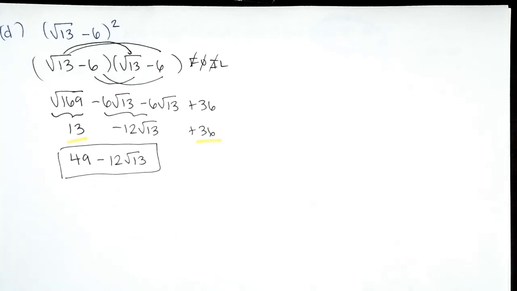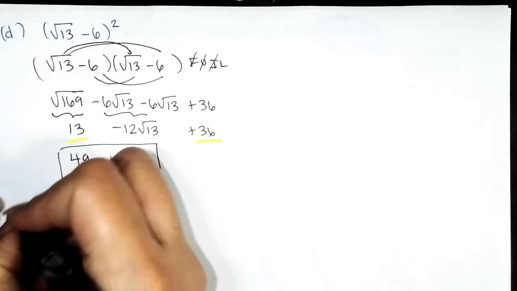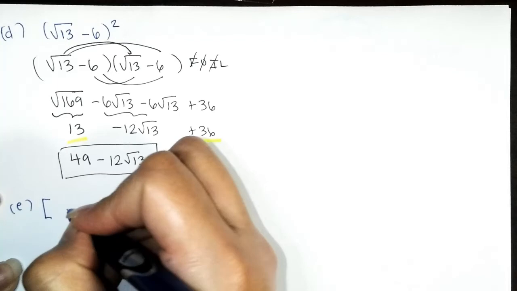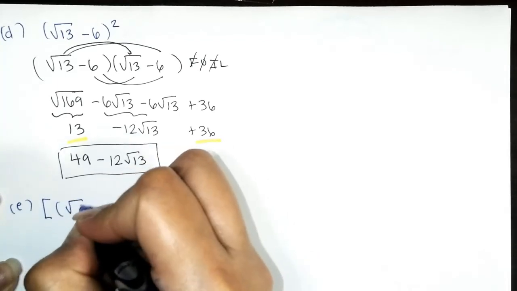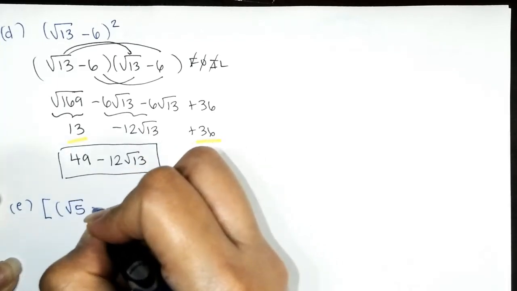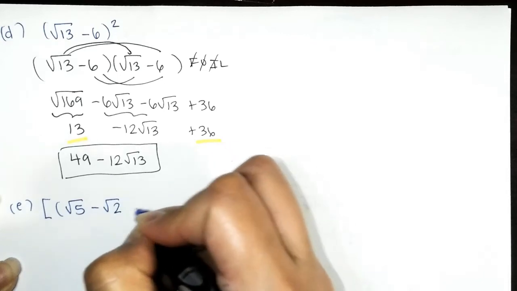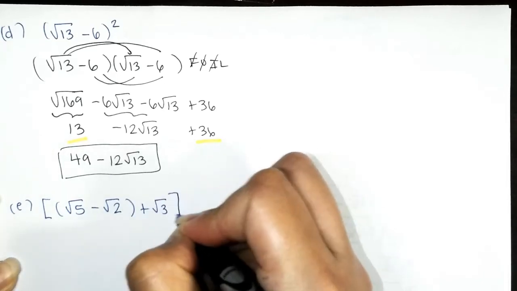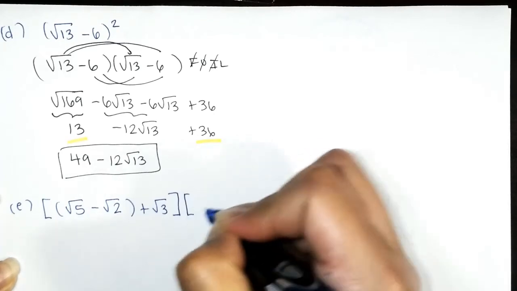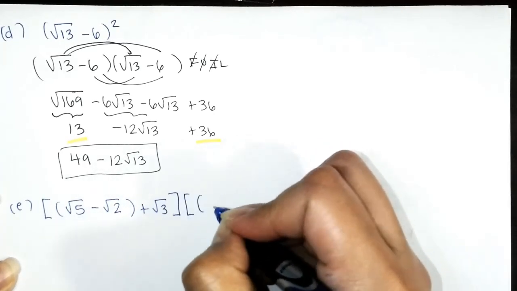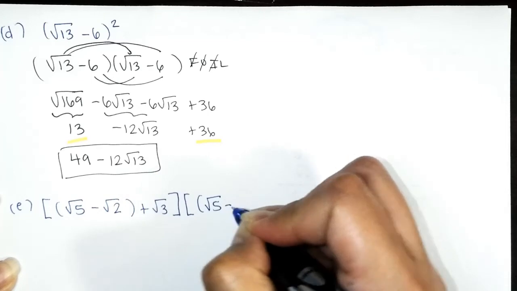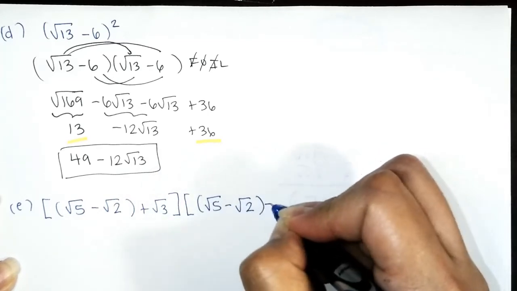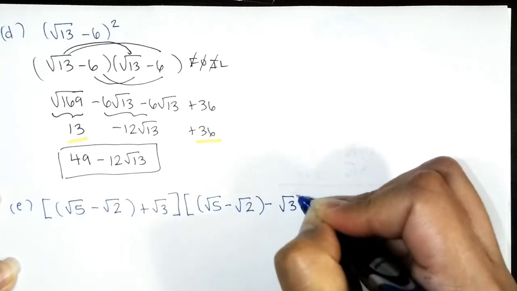Okay, for the grand finale, problem E, we have an open bracket, open parenthesis, square root of 5 minus square root of 2, close grouping symbol, plus square root of 3, close grouping symbol, open bracket, open parenthesis, square root of 5 minus square root of 2, close grouping symbol, minus square root of 3, close grouping symbol.